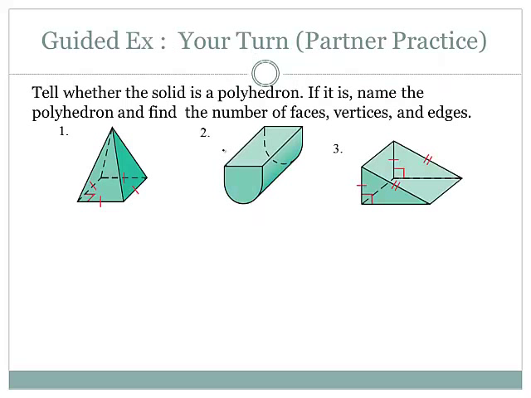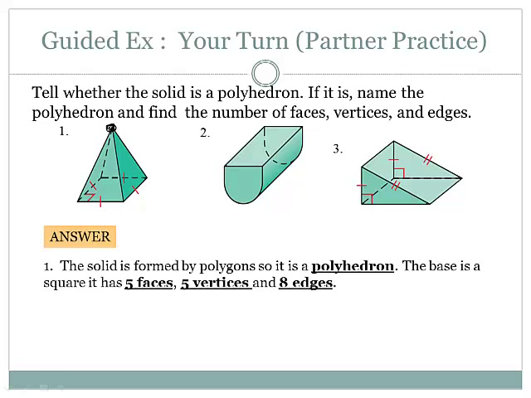Okay, so we have tell whether the solid is a polyhedron. If it is, name the polyhedron and find the number of faces, vertices, and edges. So I'm going to go through these kind of quickly. For the first one, I look and I see it has a square on the bottom, and each one of the vertices has a line that comes to a single point in the third dimension. So that means it's a pyramid. All of the faces are polygons, so it is a polyhedron, which means we have a square pyramid. And counting the number of edges, faces, and vertices, you would come up with 5 faces, 5 vertices, and 8 edges.